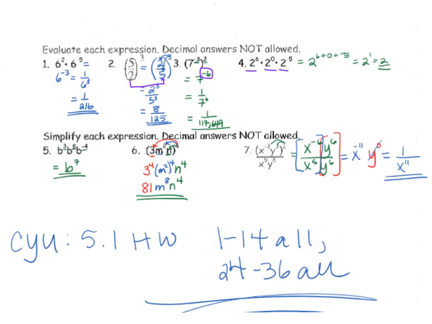In the last example, notice we have 3 bases that are the same. We combined the exponents just by adding them all together. 6 plus 0 plus negative 5 is just 1, and 2 to the 1st power equals 2.